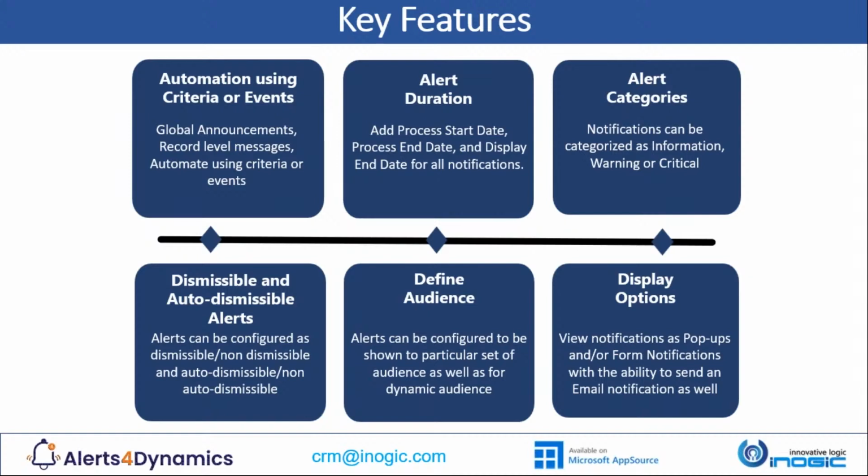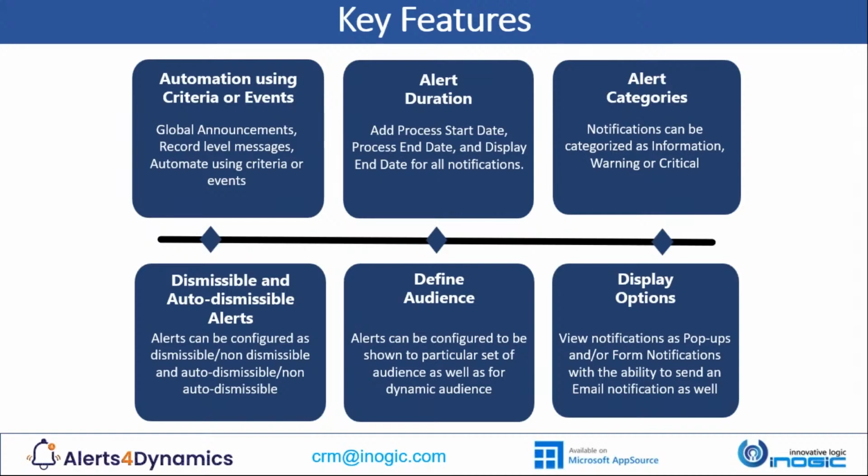Alert duration. So you can set the start date and end date in order to run the alert in Alerts4Dynamics, along with the display option, like how long you want to show this alert to the respective users. So you can set the duration as well. And here come the categories. So if you want to send an alert with a few categories, like you want to send it as an information based alert, yes, you can do that. Or you want to send those alerts as critical, warning, so definitely you can set those conditions, and accordingly that alert can be notified.